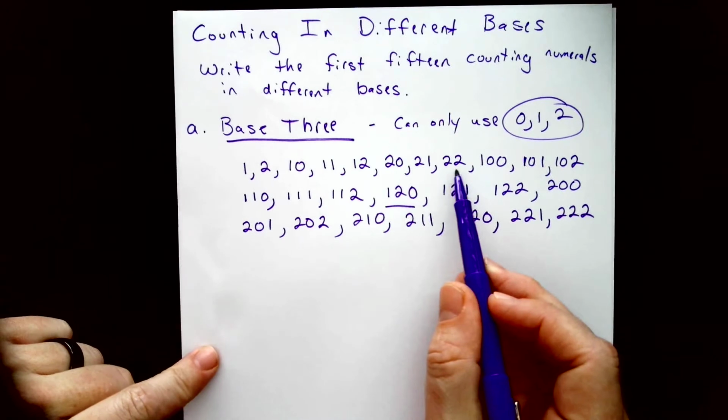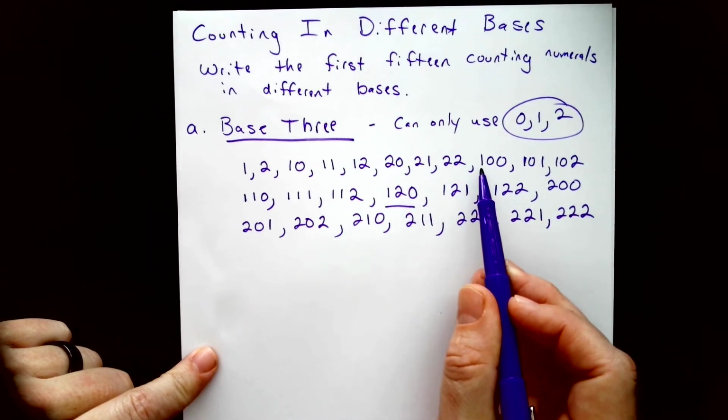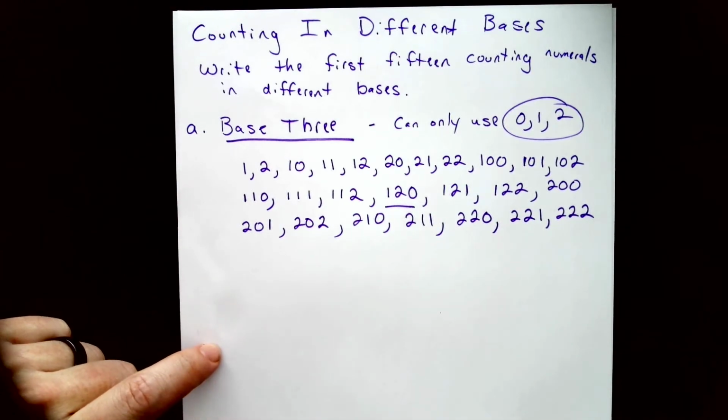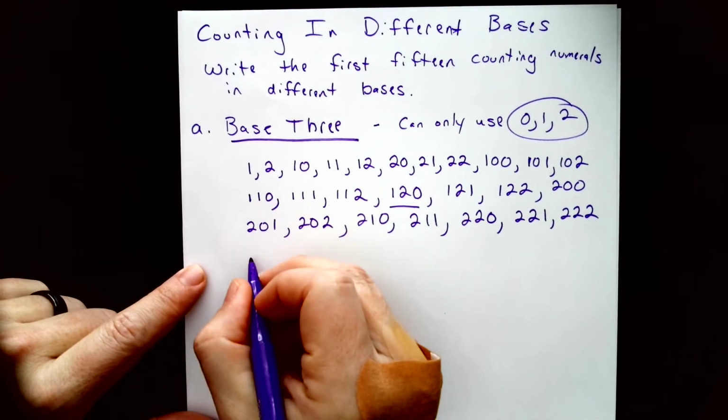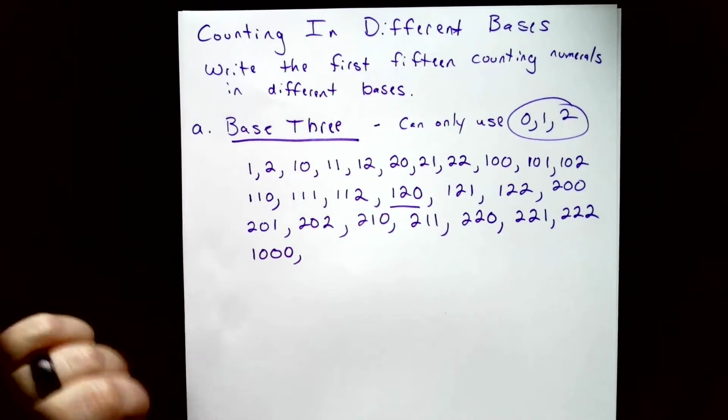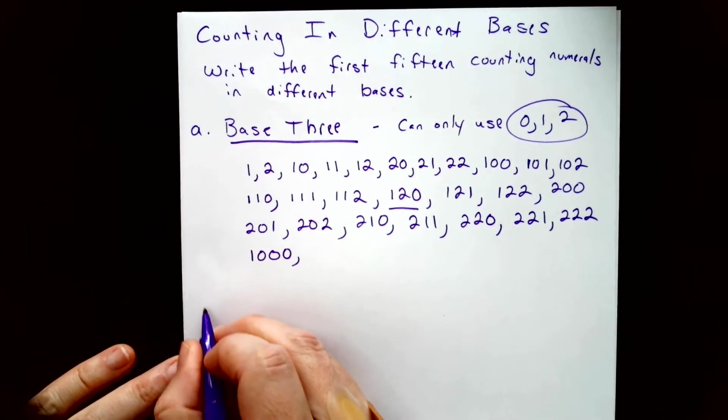Then you'd have to start again because you have 2's in all of your digits, just like we did here. When we had 2's in all of our digits, we had to add a new digit. So at this point, you'd have to go to a fourth digit. I'll do just one: it would be 1, 0, 0, 0, and then you'd keep going. Okay, so that's base 3.